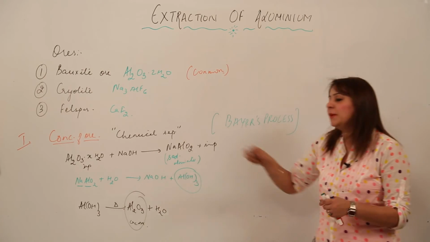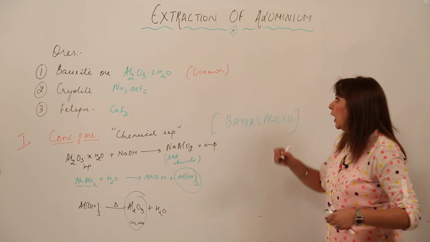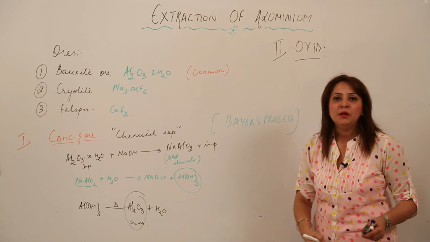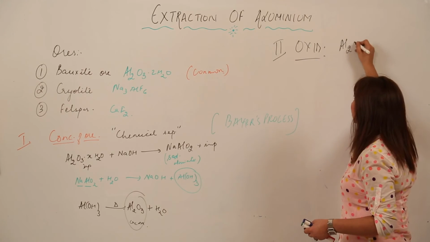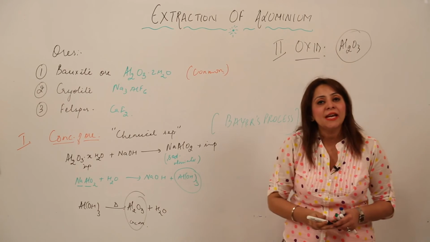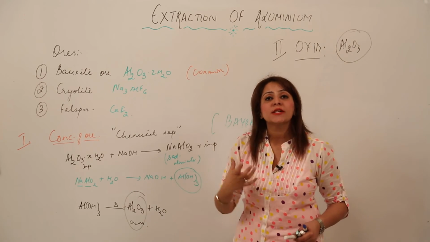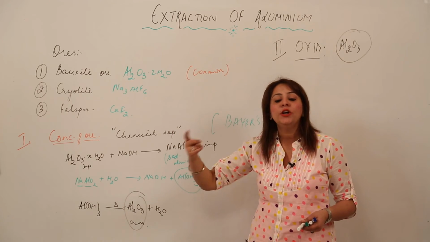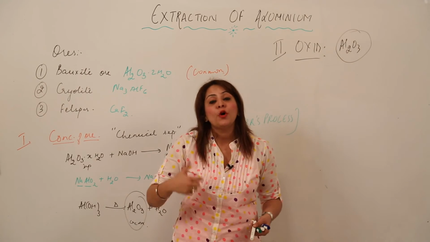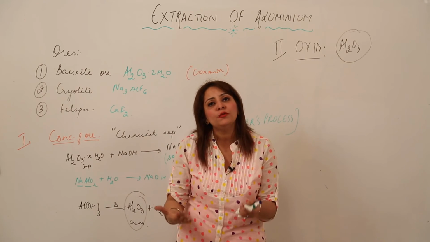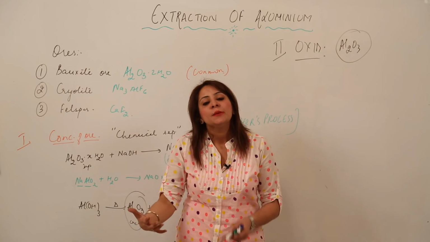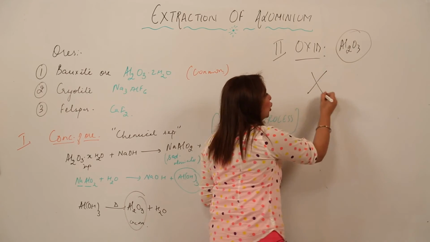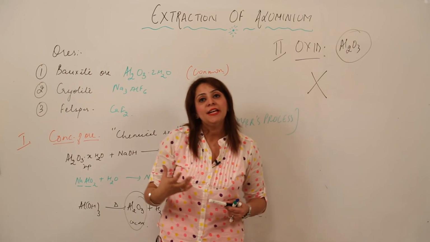The first method we have already done, and we have a concentrated ore now. Our second method is oxidation. We have the concentrated ore Al2O3, so do we need to convert it into a metal oxide? It is already the oxide ore, and for oxidation we have two methods: roasting for sulfide ores and calcination for carbonate ores. For oxide ores, we do not perform the oxidation step; we skip it because the metal is already present in the oxide form.